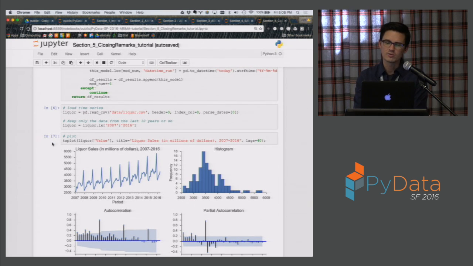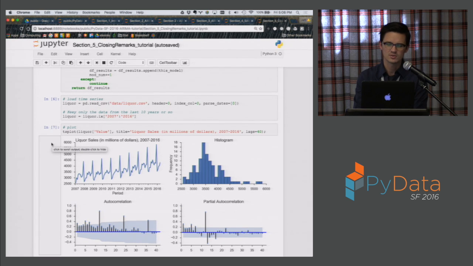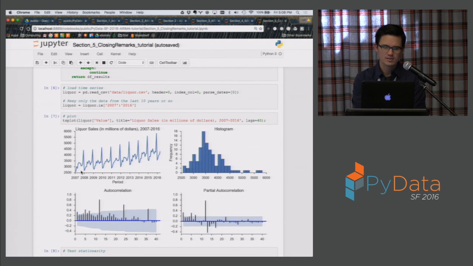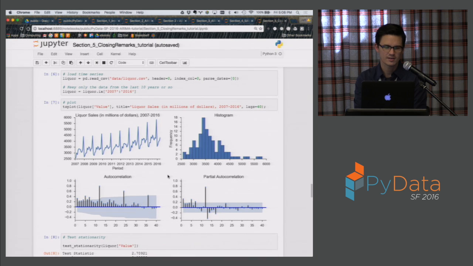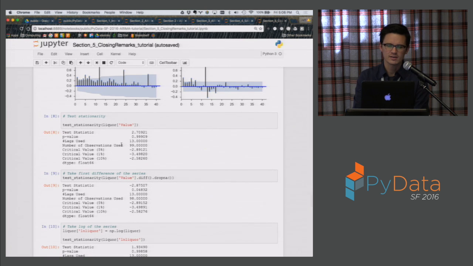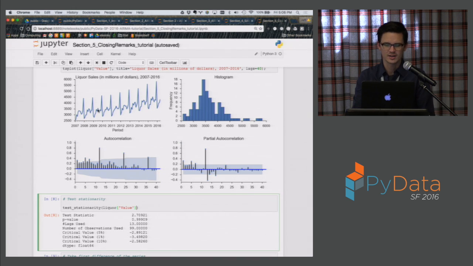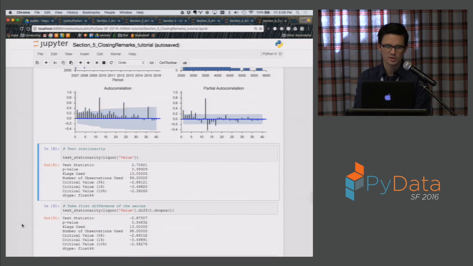I've loaded up a data set here and run this grid search on it using just a small number of parameters. This is liquor sales in millions of dollars over about a 10-year period. I think this data set was loaded up in a previous notebook. If we look at whether this series is stationary, we can see just by looking at it that this is definitely not a stationary series, and the augmented Dickey-Fuller test tells us so. The p-value is clearly not below 0.05.